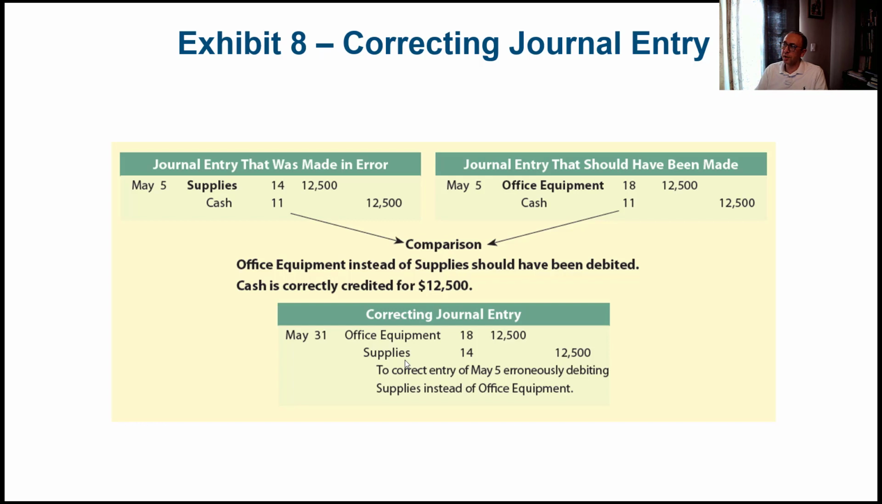And now we want to bring office equipment instead, because we didn't record it at all. So we record office equipment on the debit side and we credit supplies. That's how we correct this mistake. And that we call a correcting journal entry.